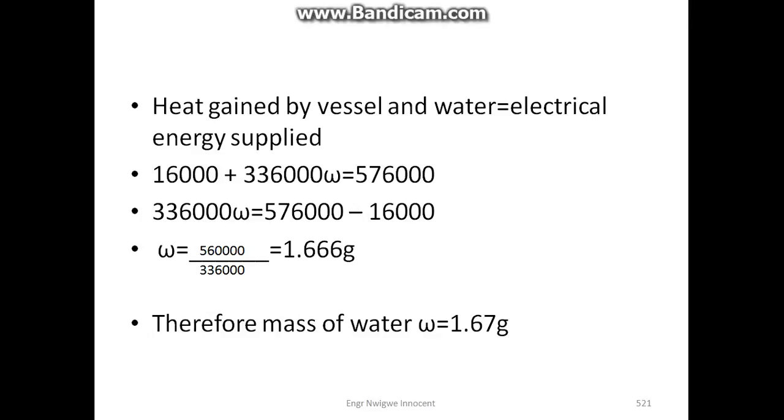576,000. Taking like terms together, we have 336,000 W is equal to 576,000 minus 16,000. Making W the subject of the formula, we have 560,000 over 336,000, which is equal to 1.666. Therefore, the mass of water W is equal to 1.67.